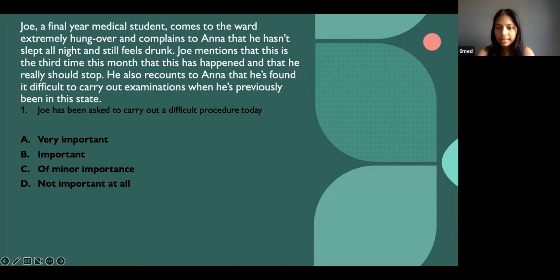Nicola, sorry, is it asking how important this is for Joe or Anna? In this situation, Anna's the one who's determining all of these responses. Sorry, I missed that out. It should say, how important is it for Anna to consider each of these things? The fact that Joe has been asked to carry out a difficult procedure today. So it's from Anna's perspective. Sorry, Nicola, I should have made that clear. Most people are saying A. I'll wait a few more seconds for other people.